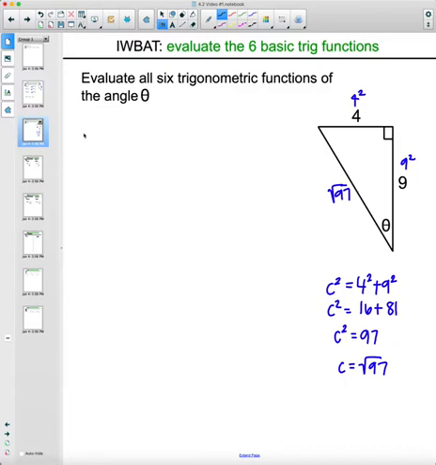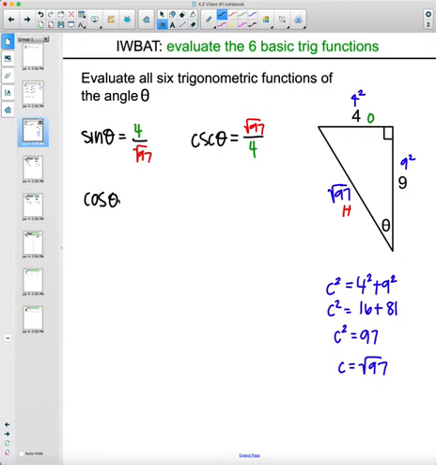All right, so then we would go ahead and start evaluating trig functions. We will start with sine of theta. Sine is, again, the opposite, and the opposite of theta is going to be the 4. So sine is going to be 4 over the hypotenuse, and the hypotenuse is always across from the 90-degree angle, so that is square root 97. Then the reciprocal function of sine is cosecant, so the cosecant of theta is going to be the flip of that, so square root 97 on top and 4 on bottom.